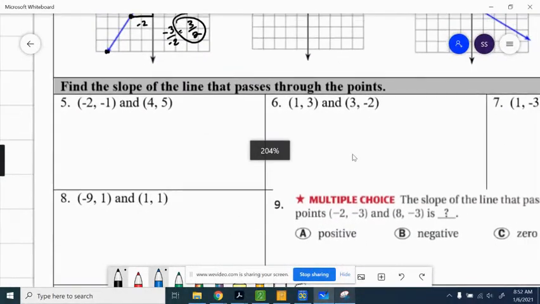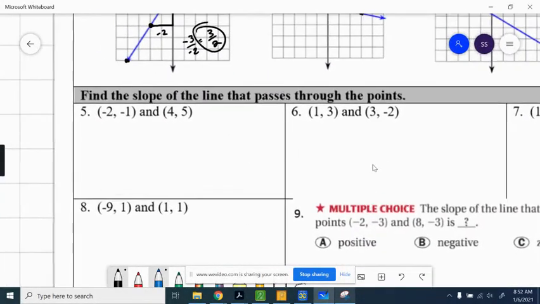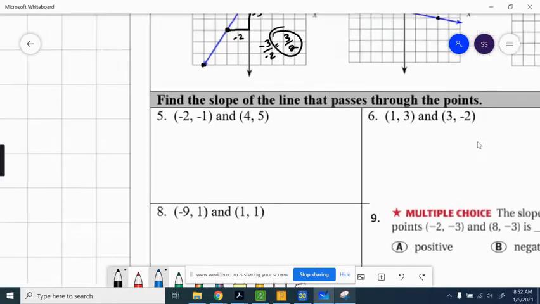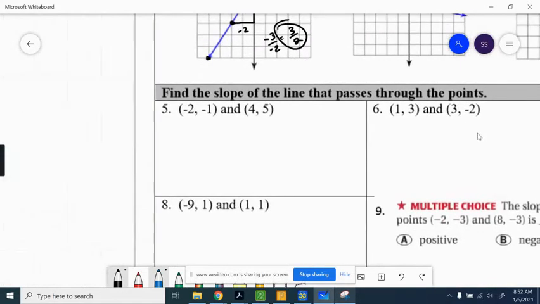All right, these ones are a little bit more difficult, right? We can find slope a few different ways. One being just looking at a graph, doing rise over run. Or if we're given points, we need to know this formula, right? If we have 2 points, we need to know that we can find the slope by doing y2 minus y1 over x2 minus x1.